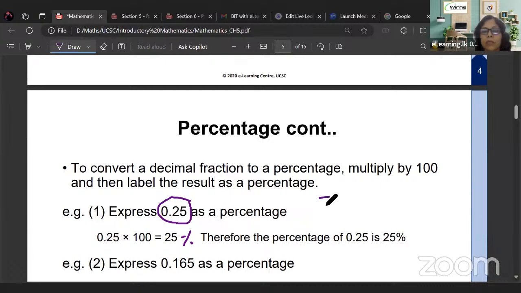Right, 0.125. This is the decimal given. Now, what is the percentage? How do we find the percentage? Tell me the answer for this one.